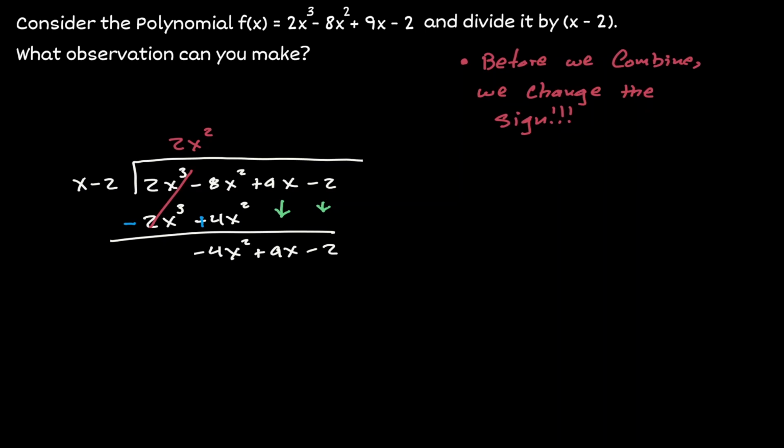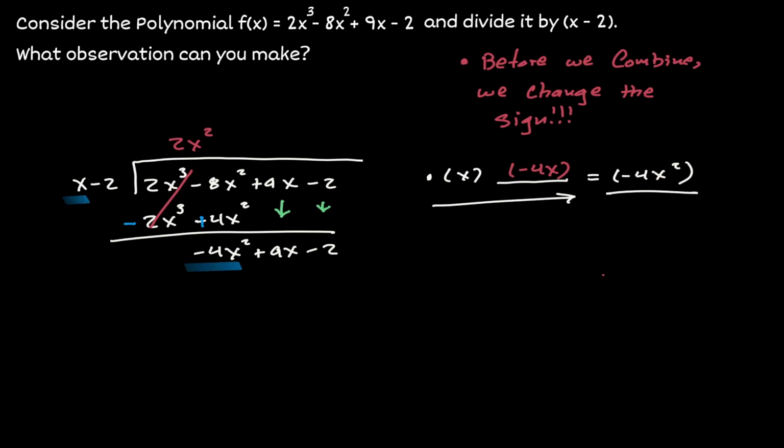And we are done. Now, we have to repeat the process. But notice that it's changing a little bit, because now the first term on the outside is x, and the first term on the inside is negative 4x squared. So those are the expressions that we're going to try to match in terms of multiplication. The expression x, what can we multiply so that we end up with negative 4x squared? Well, notice that the value that we need is negative 4x. X times negative 4x will give me negative 4x squared.